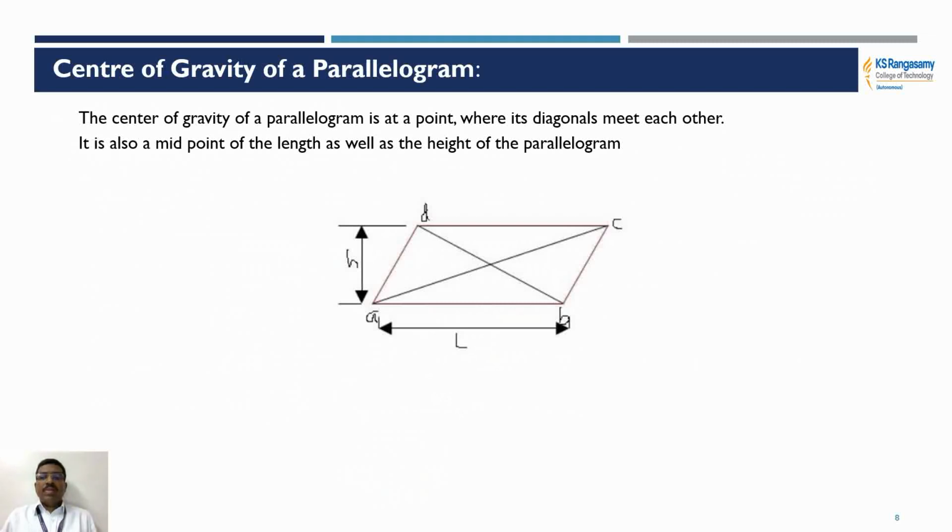Consider the parallelogram ABCD. Here in this parallelogram, AB is the length and AD is the height of the parallelogram. So the centroid of the parallelogram can be taken as the midpoint along the length direction as well as the midpoint along the height direction of the parallelogram ABCD.